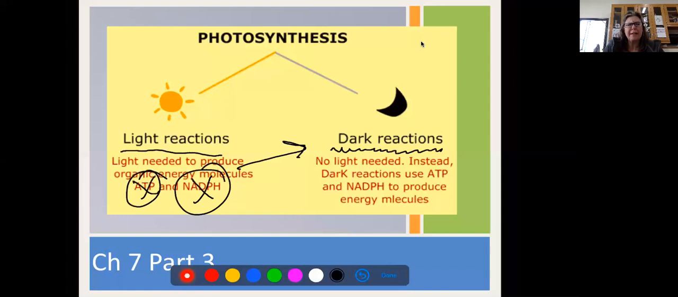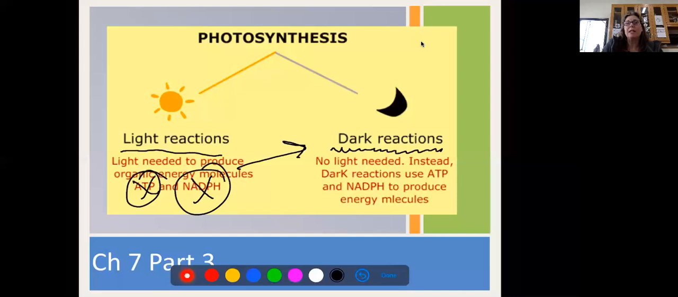So then they tried to give it a better, more appropriate name. They said, how about the light independent reaction? Because it's independent of light, but that's not true. It is dependent on light. It needs ATP and NADPH.